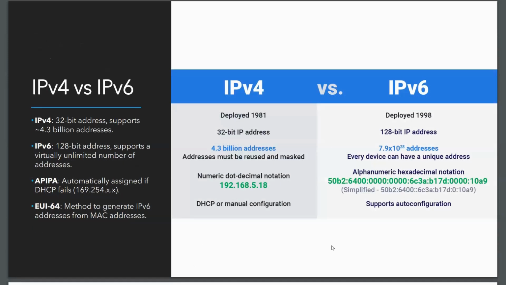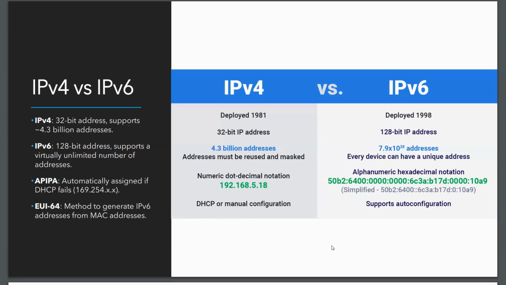Next, we'll cover the key differences between IPv4 and IPv6. IPv4 uses a 32-bit address format, providing around 4.3 billion unique addresses. With the increasing number of devices, these addresses are becoming scarce, leading to the development of IPv6. IPv6 uses a 128-bit address format, which supports a basically unlimited number of addresses. Not only does IPv6 solve the address shortage problem, but it also includes features that improve network efficiency and security.